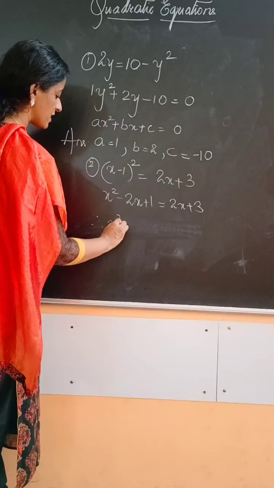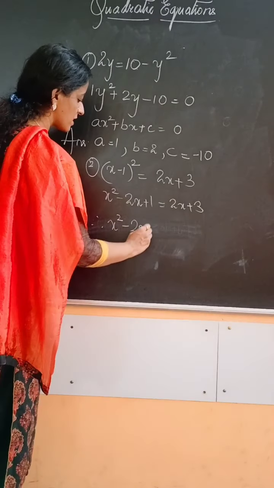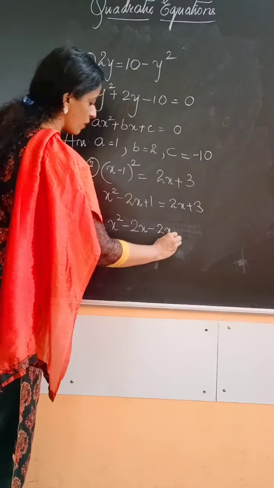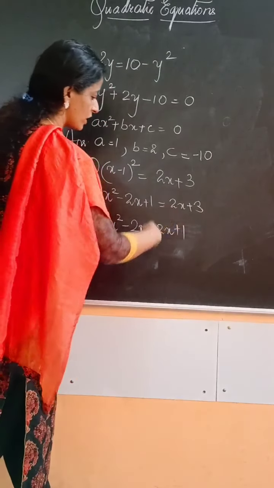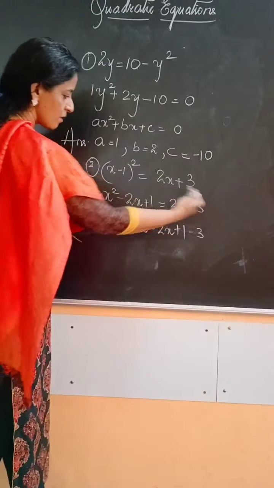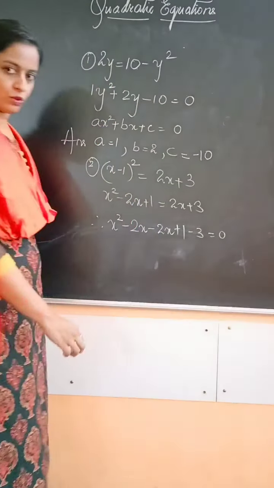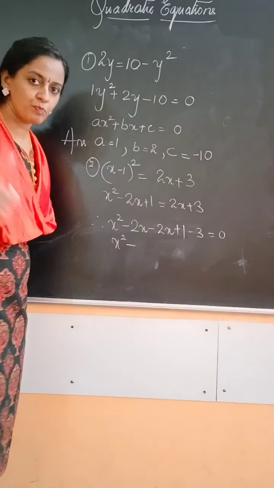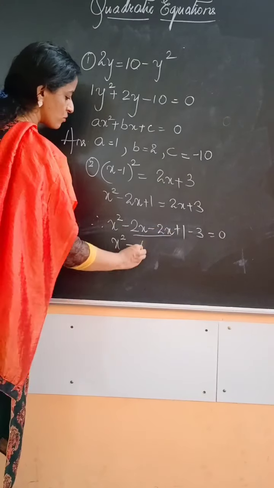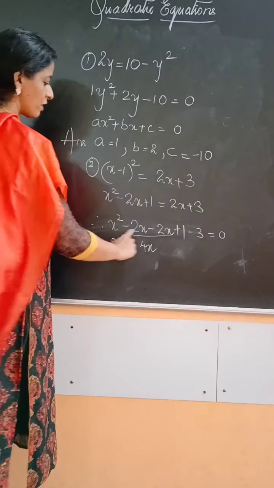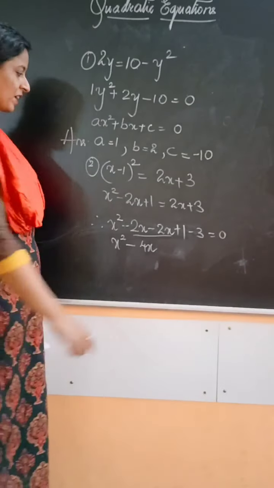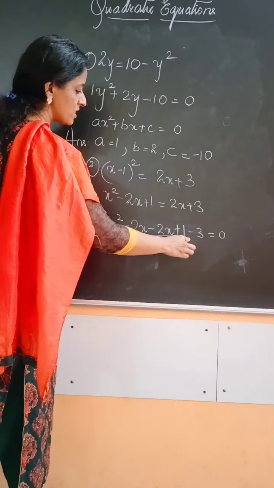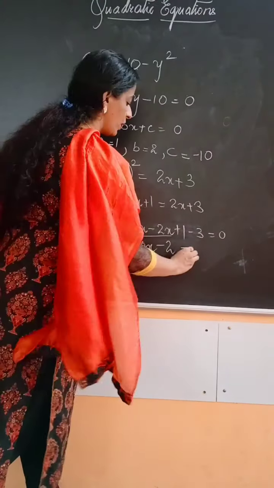Therefore, x square will be as it is, minus 2x. This 2x comes to the other side. It will become minus 2x, plus 1. Plus 1 comes to this side, plus 3 comes to this side, minus 3 equal to 0. So finally we are getting x square, minus 2x minus 2x becomes 4x. Both are having minus sign, so I also put minus sign. Plus and minus is minus. 3 minus 1 is 2. Bigger number is 3, its sign is minus, equal to 0.